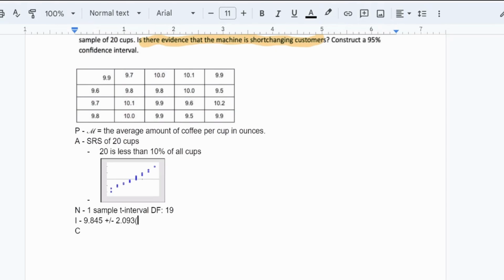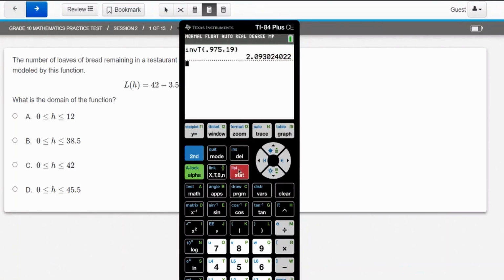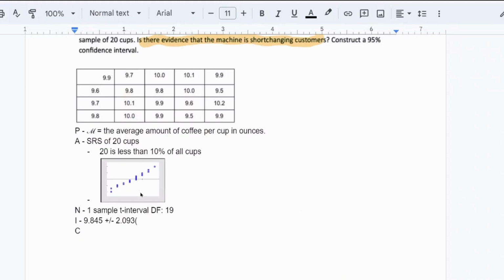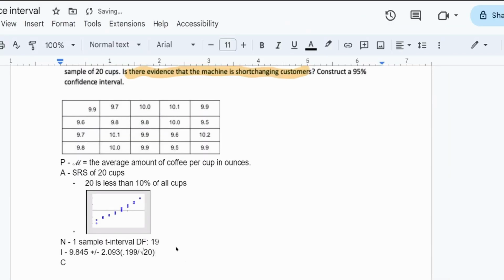Now that is going to be multiplied by the standard error, which is going to be the standard deviation over the square root of the sample size. We go back to StatCalc 1, and we can check the standard deviation from there. You see it's 0.199, over the square root of 20. Now we have our formula. Luckily, we don't actually have to do the whole formula out to find it. You can if you want to, but there's an easier way with the calculator.